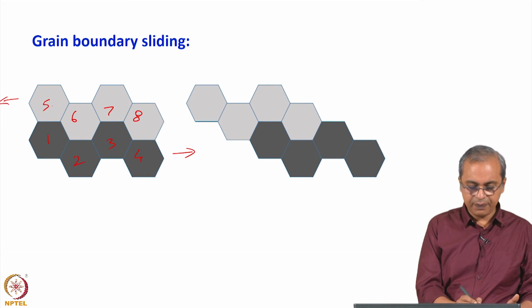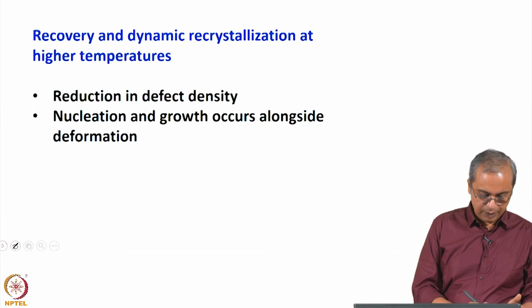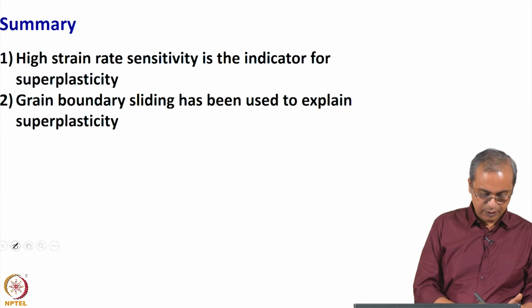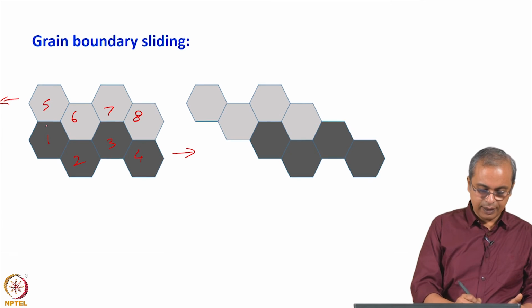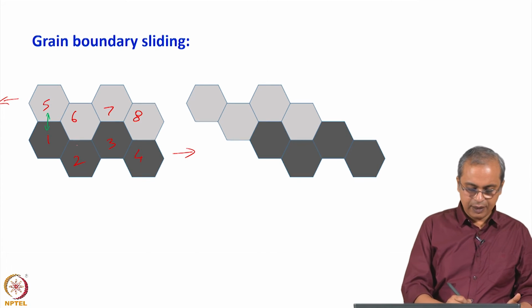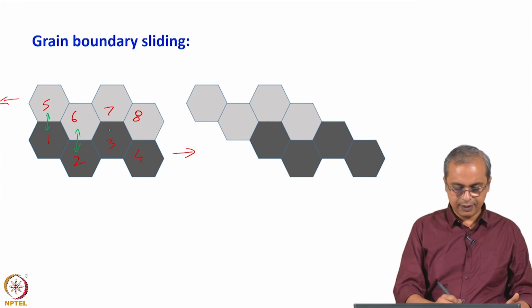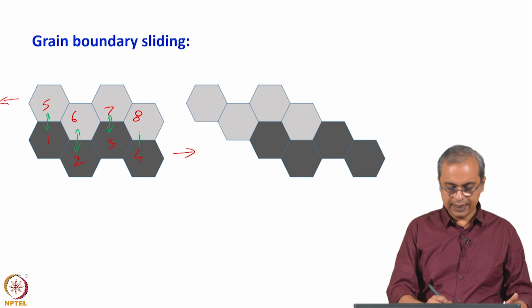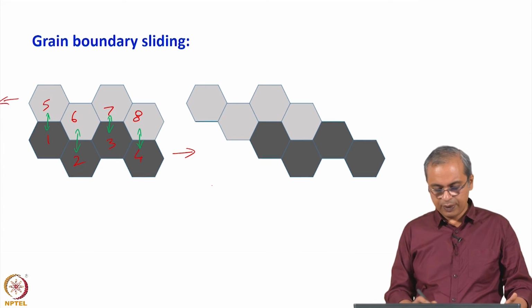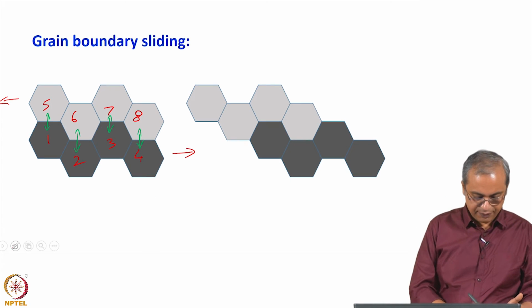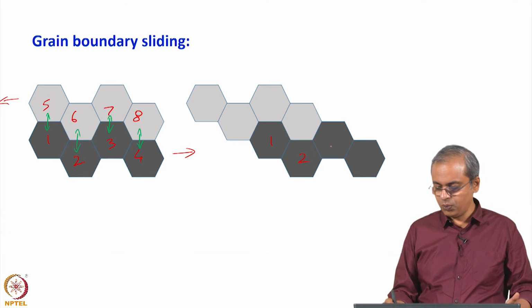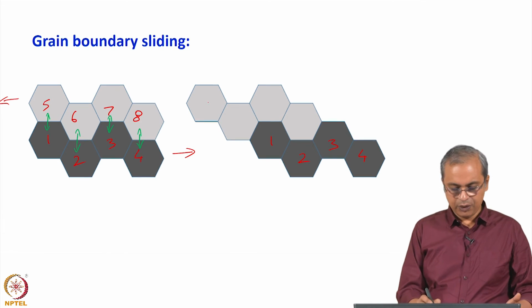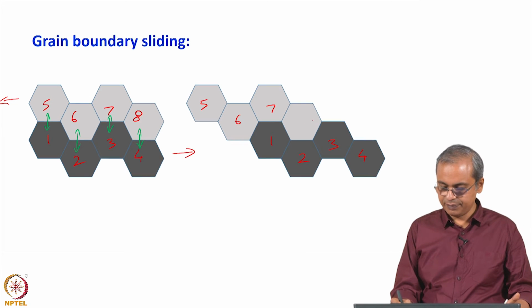So, you had 1 directly above, I am sorry, you had 1 directly below 5, 2 directly below 6, 3 directly below 7 and 4 directly below 8. Now, with the application of some stress, you have this situation where you have 1, 2, 3 and 4, and you have 5, 6, 7 and 8.